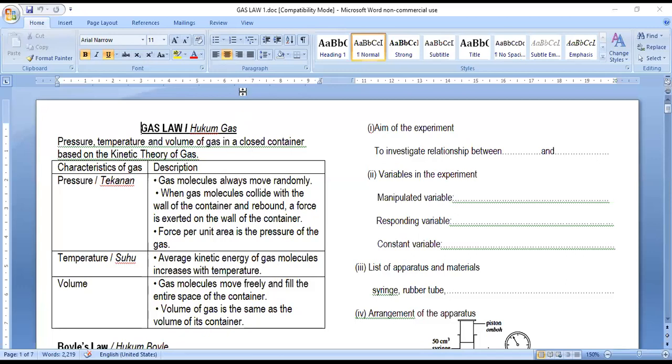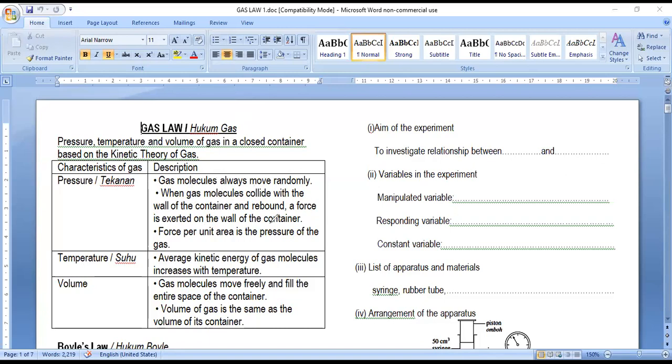Now in terms of pressure, gas molecules always move randomly. Because of that, the gas molecules will collide with the wall of the container and then rebound. So there will be a change in momentum. Because of that, a force is exerted on the wall of the container.